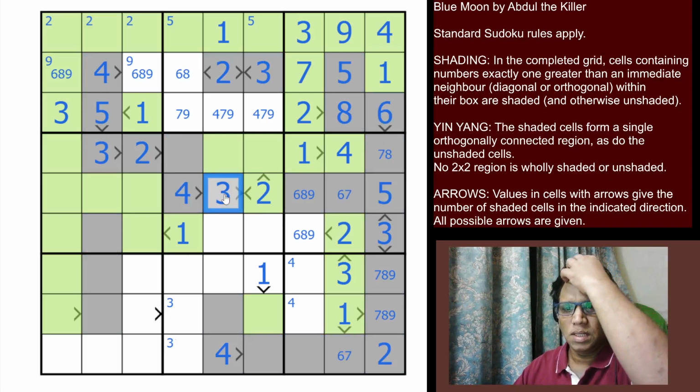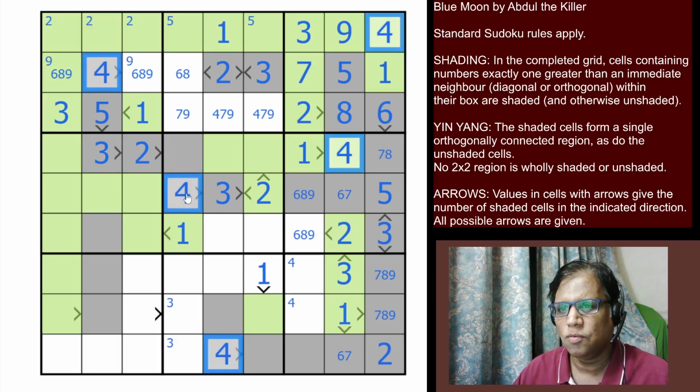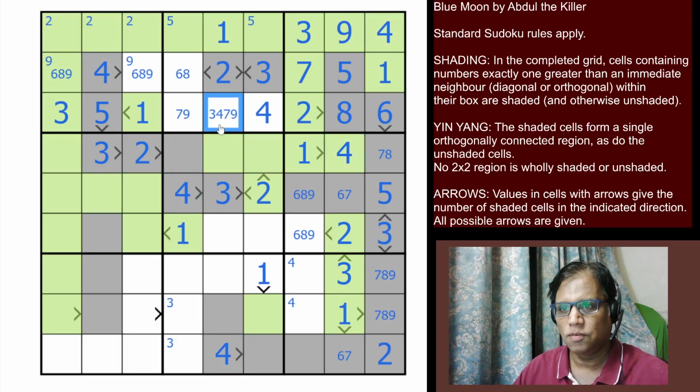What else? 3 is one of these. 4 is dark. Do we know some numbers? Maybe some Sudoku. 4, 4. Oh, that's not 4. So this must be 4, right? That's not 4. That means that's dark. So now that must be light. 7, 9 is light.